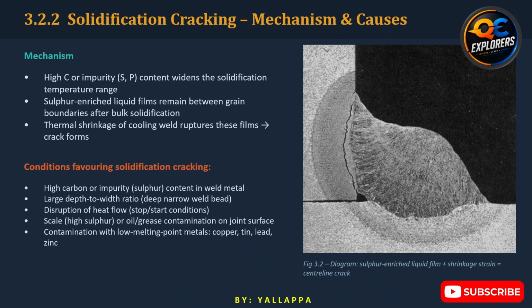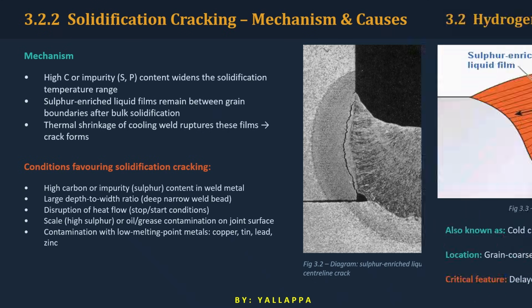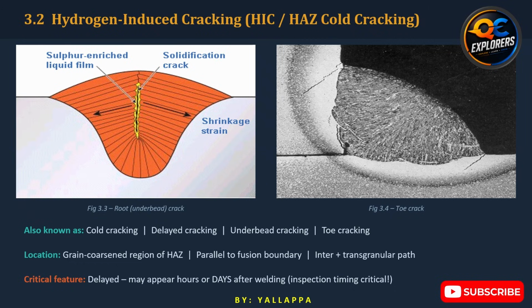From an inspection perspective, this reinforces an important principle: inspection begins before welding. Joint preparation and cleanliness must be verified before the first arc is established. Now we move to another major crack mechanism: hydrogen-induced cracking. Hydrogen-induced cracking is one of the most important cracking mechanisms for a welding inspector to understand. It is also known as cold cracking, delayed cracking, underbead cracking, or toe cracking.